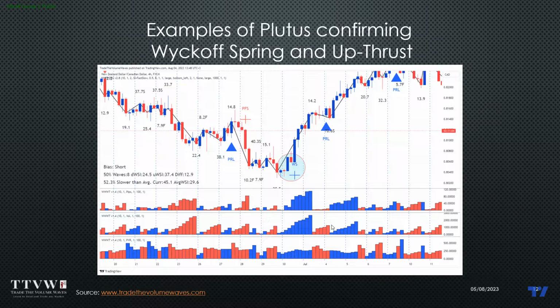Okay, let's see some examples of Plutus confirming a Wyckoff spring and upthrust. As you can see, we're coming down, and this down here, it's a Wyckoff spring. And the signal comes out with a cross and a WS. Okay, look what's happening after this move. We start going up, and the blue waves are becoming larger than the red waves.